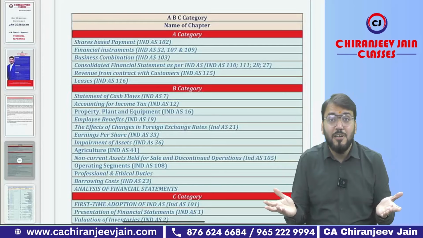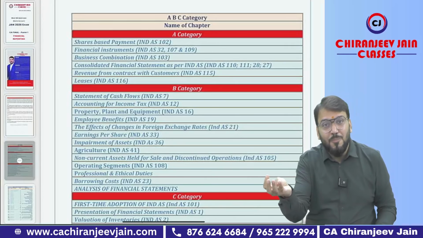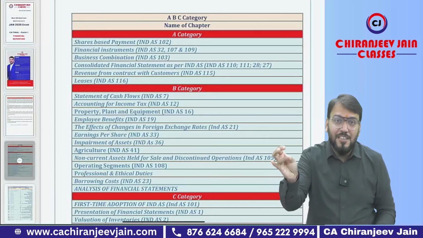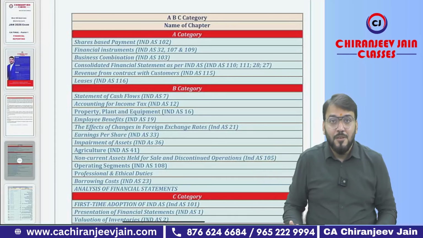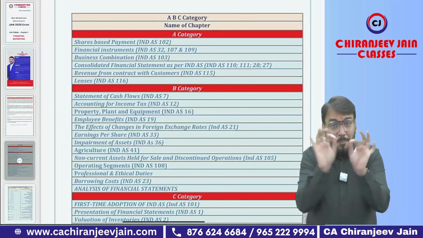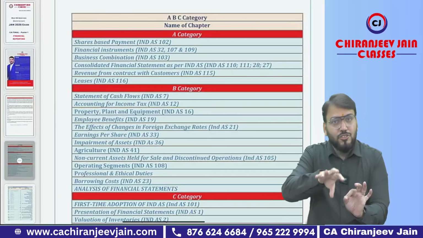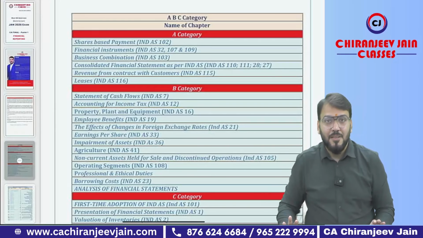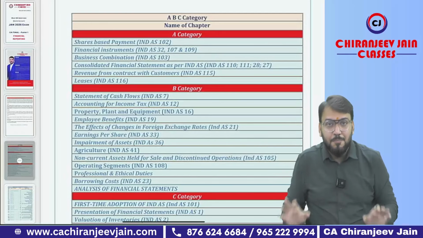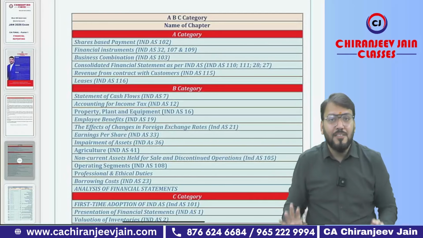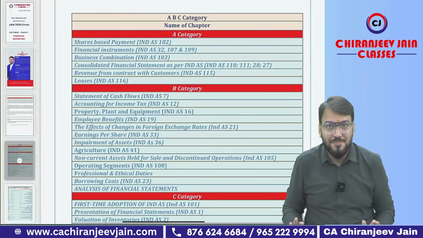What are the chapters included in A category? As usual, it is consolidation, business combination, share-based payment, financial instrument, Ind AS 116, Ind AS 115. Correct? So whenever I say A category means from this chapter question will definitely come. 90% chance is that question will come from A category, but the weightage will be 50 to 60 marks and you require more time to revise this chapter.